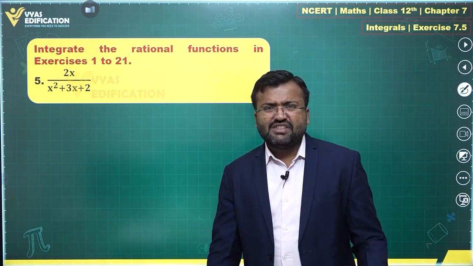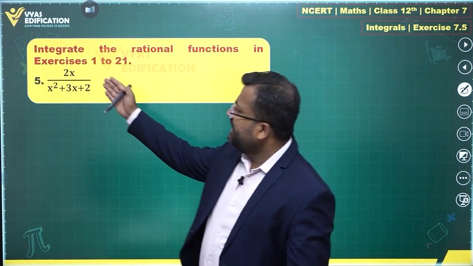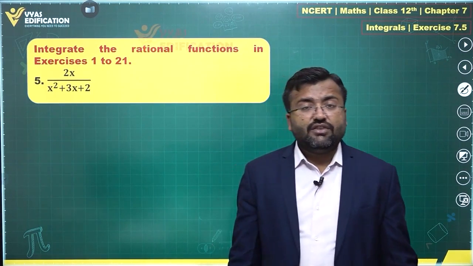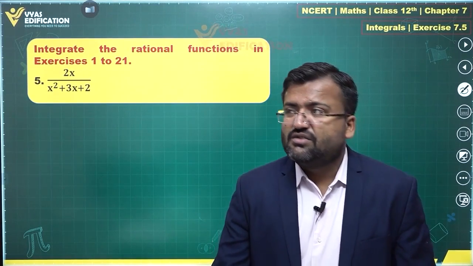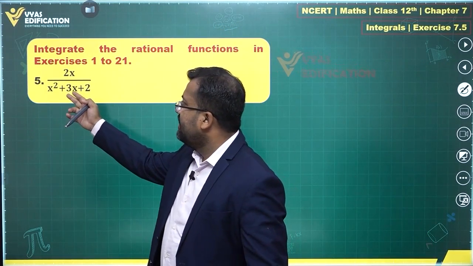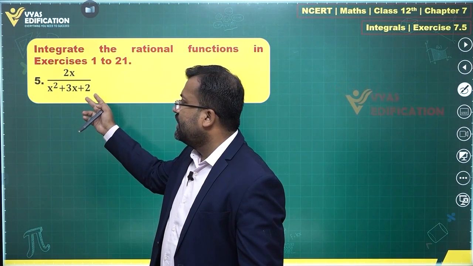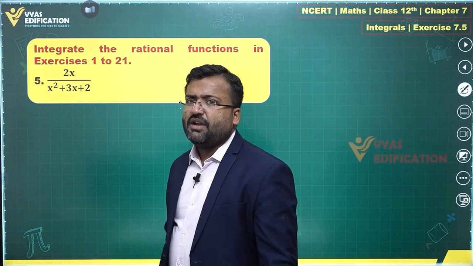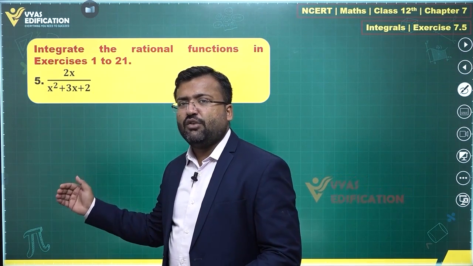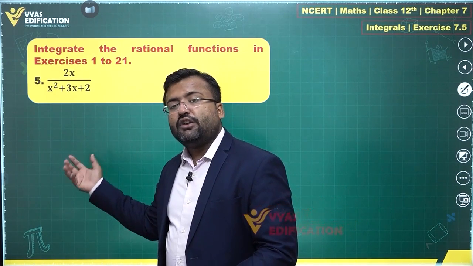In one of the previous exercises we saw linear upon quadratic, and there we used the formula of 1 upon quadratic, right? So for converting this into a perfect square, we'll have to write it as x plus 3 by 2 whole square minus 9 by 4, which is minus 1 by 4. So this is x plus 3 by 2 whole square minus 1 by 2 square, right?